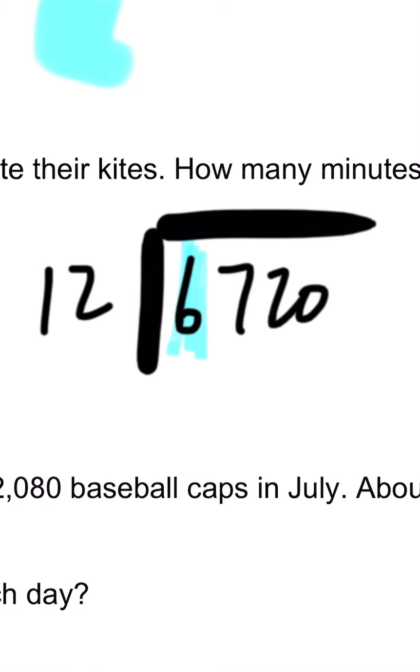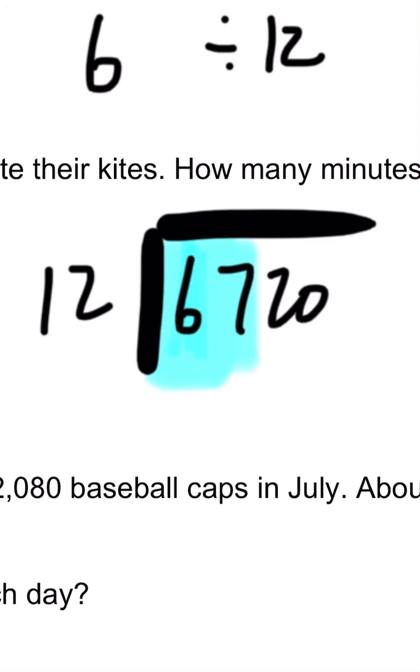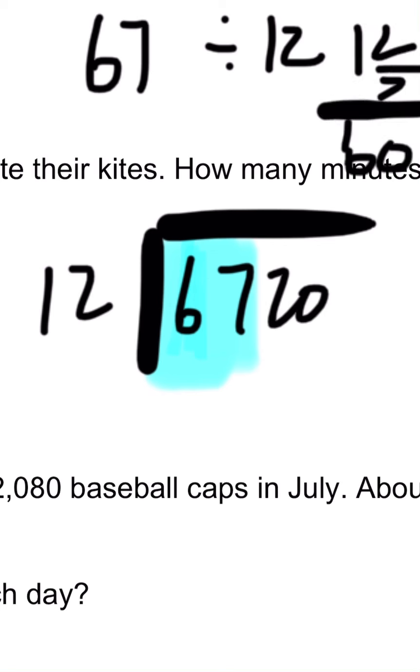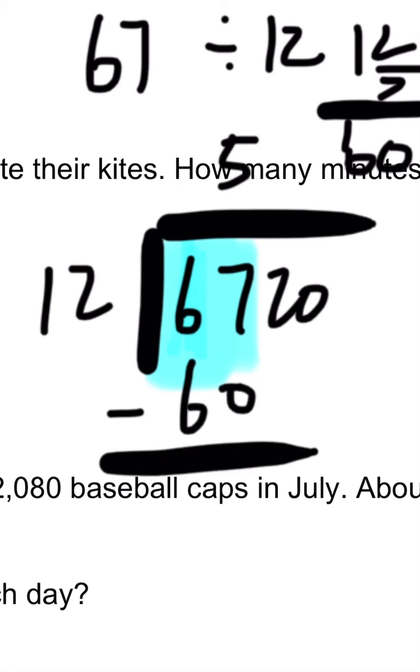And we see, can 6 be divided by 12? It cannot because it's smaller. We'll move on to the first two numbers. Can 67 be divided by 12? It can because it is bigger than 12. So let's try 12 times 5, we know is 60. So we'll do 5 and subtract 60. We're left with 7. Then we're going to bring down the 2.